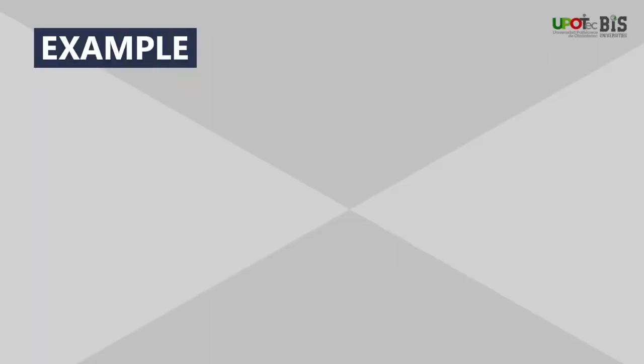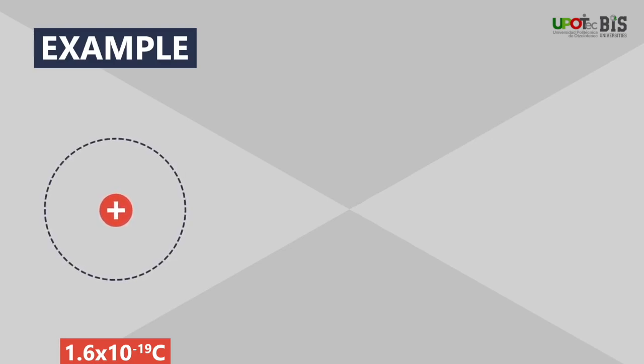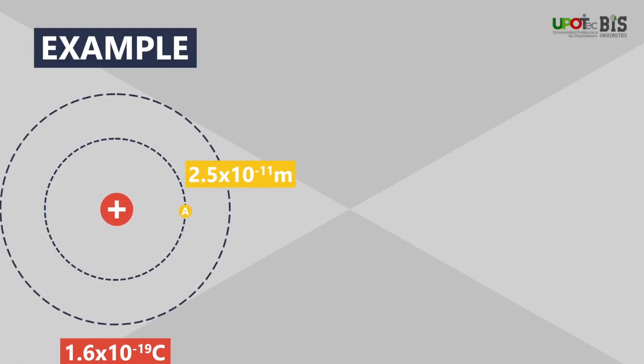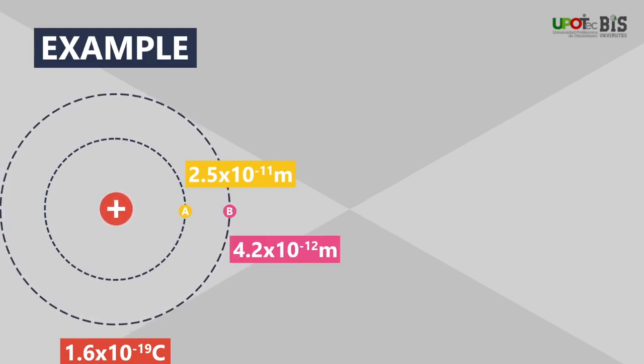Let's take a look at an example which will help us easily understand the term electric potential difference. We have a positive charge of 1.6 times 10 to the minus 19 coulombs. It is the main charge that is creating the potential. The first circle is the first energy level at a distance of 2.5 times 10 to the minus 11 meters away from the charge. The second circle is the second energy level at a distance of 4.2 times 10 to the minus 12 meters away from the charge.